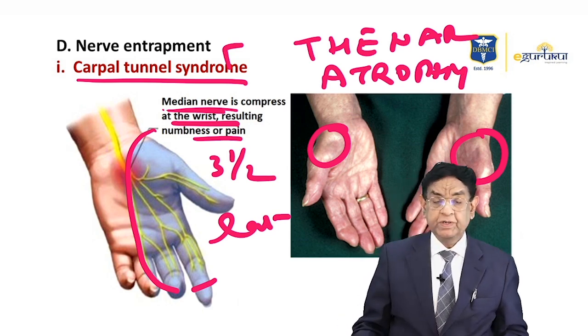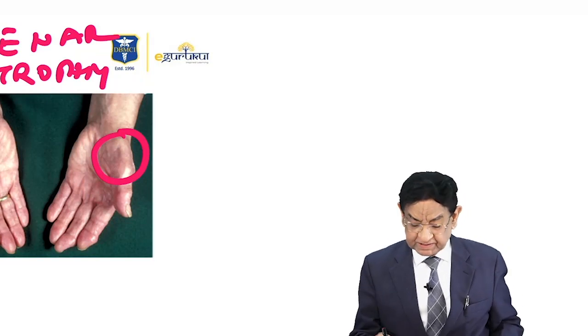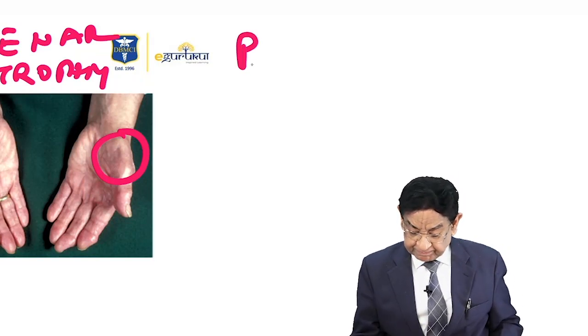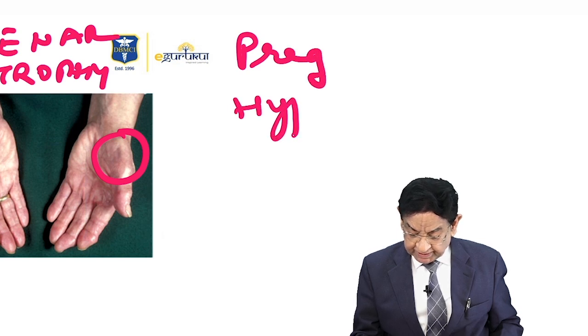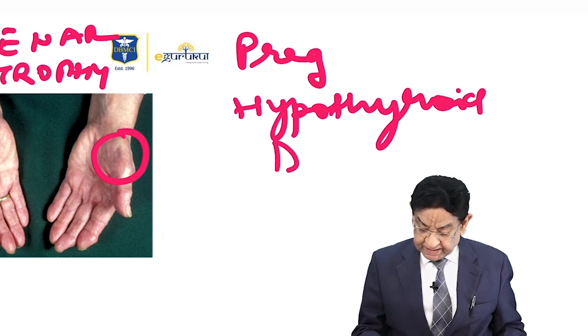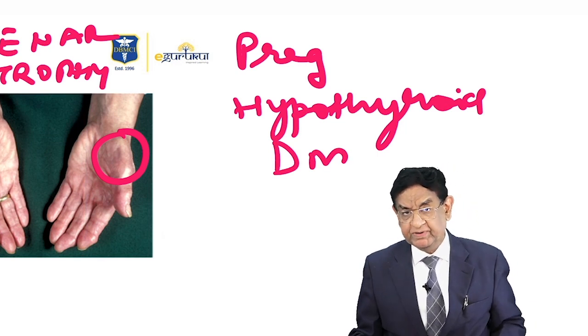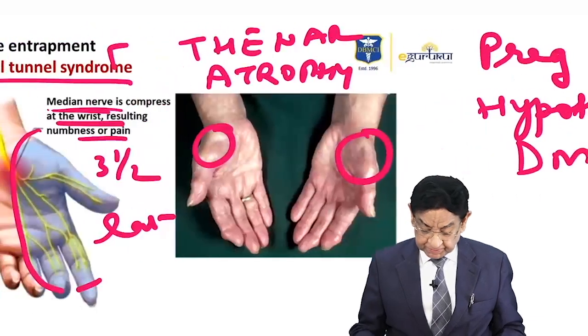Okay. Now, what are the other important causes where we can see carpal tunnel syndrome? We can see it in pregnancy. We can also see it in hypothyroidism. Okay, we can also see it in diabetes. These are some of the other causes where we can see carpal tunnel syndrome.